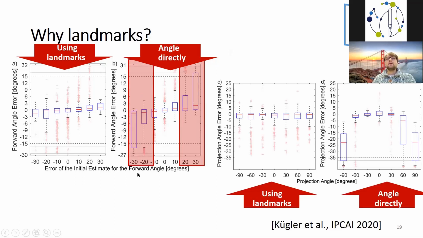And if we now look at the forward angle over the initial forward error, the initial error, this is the setup that we give in. If we use the same setup for the projection angle, this angle tau again, we see that this is exactly the same. If we directly predict it, we get really large errors for larger angles, so it tends to predict the average value here. And if we go through landmarks, then this is actually solved.